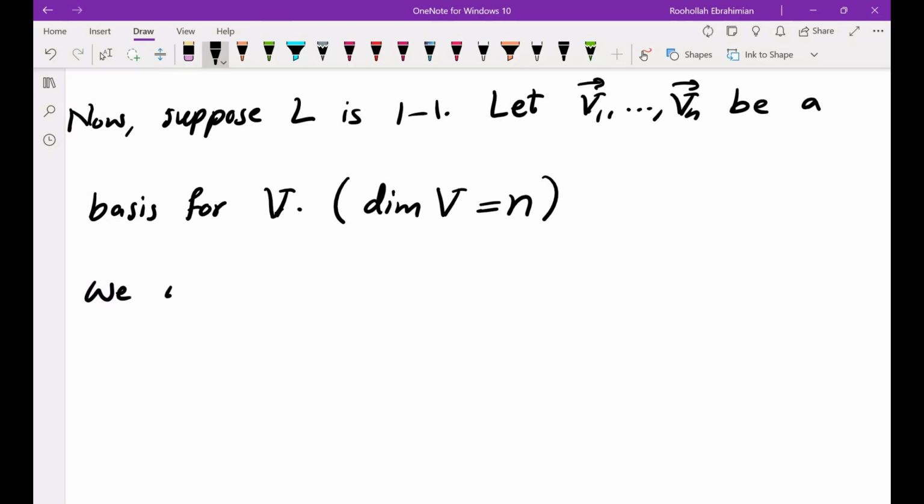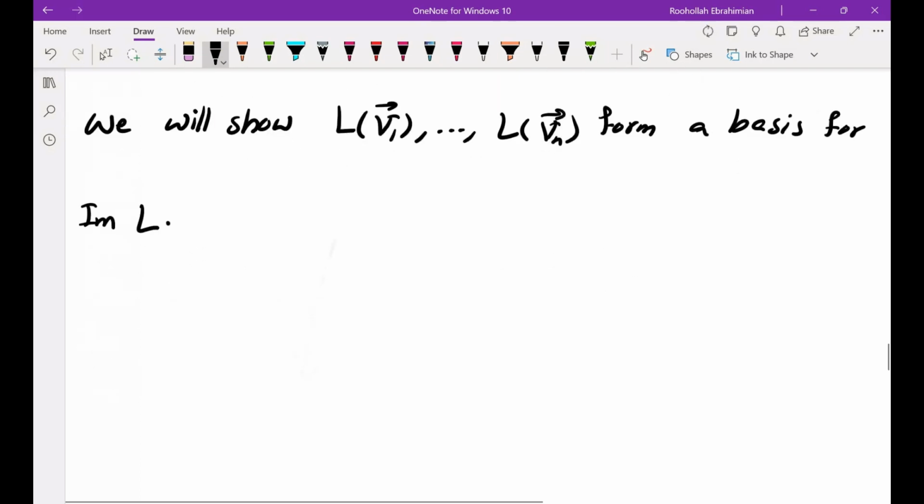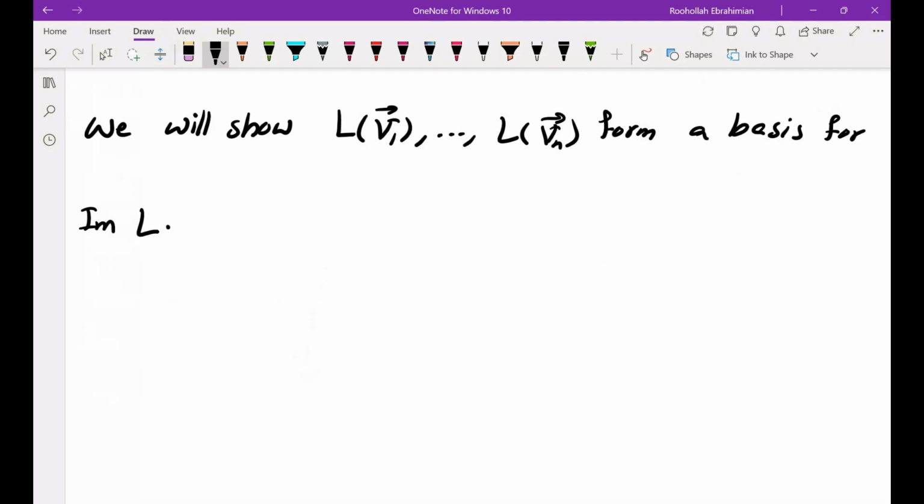So we will show L of V1 through L of Vn form a basis for the image. In order to show it's a basis for the image, we'll have to show two things. First, they are linearly independent. And second, they also span. So linear independence.